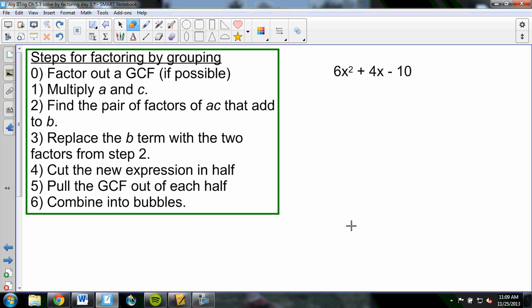This factoring by grouping method works every single time. It takes longer, it's got some steps to follow, but the nice thing is it will always work and always spit out the right answer.